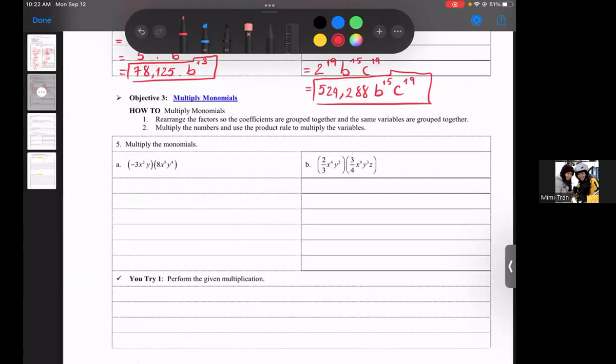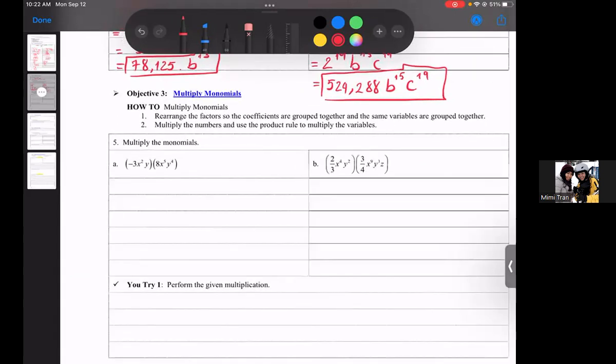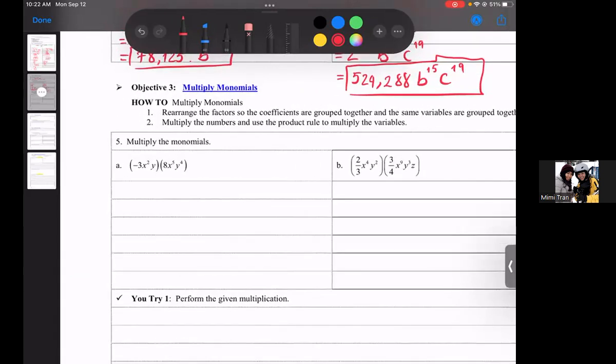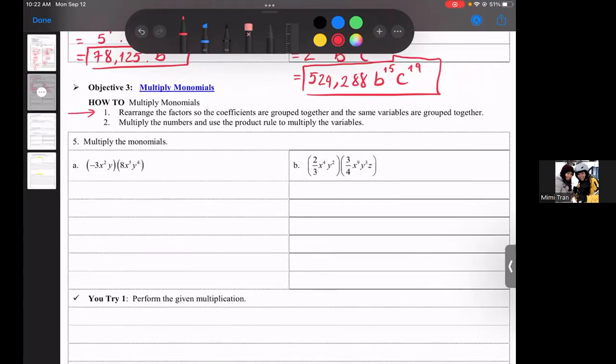Multiply the monomials. So here is the step. Step 1 is rearrange the factors so that the coefficients are grouped together and the same variables are grouped together. So I'm going to do it like this. -3 times 8. And then I'm going to group the x together. So I have x squared times x to the 5th. And then y to the 1st times y to the 4th.